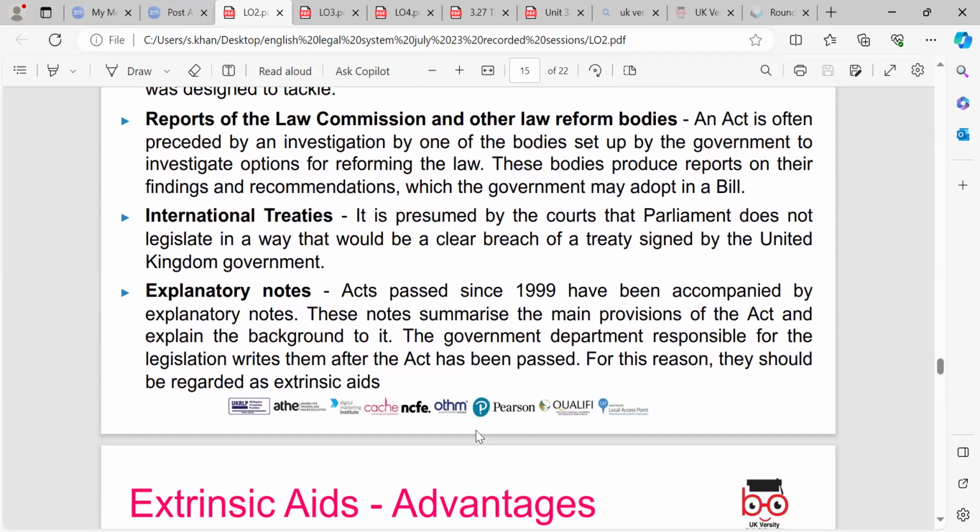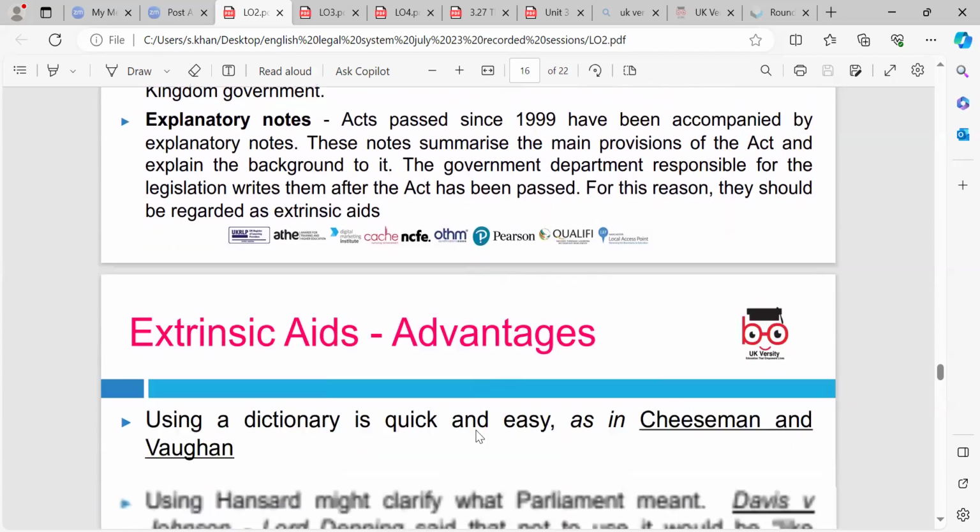The acts passed since 1999 have been accompanied by explanatory notes, and these notes summarise the main provisions of the Act and explain the background to the Act. So that's really important. The government department responsible for legislation writes them after the Act has been passed, and for this reason, they are regarded as intrinsic aids.